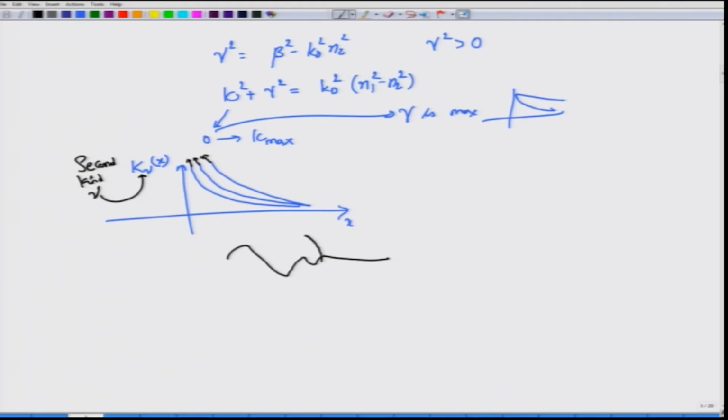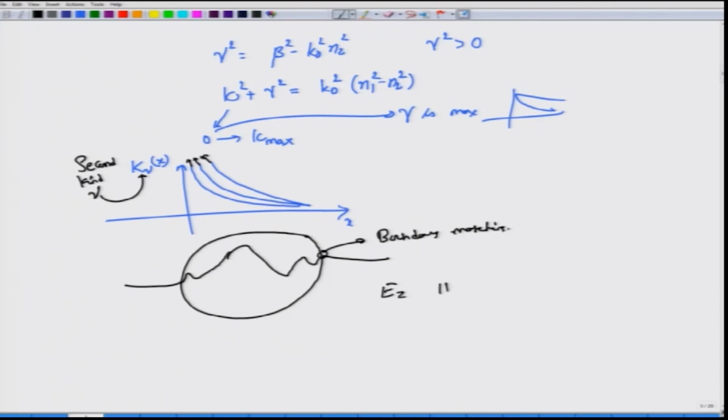So, if this is my optical fiber core, then the solution would look like this, and outside it has to decay out. The points at which we merge the two solutions, the oscillatory one from the core and the decaying one in the cladding, is called boundary matching, and we will have to do a lot of boundary matching here. What sort of boundary matching do we need to do? We need to match Ez, Hz, E phi and H phi. You have to match these 4 components because all of them are tangential components at the boundary r equal to a.